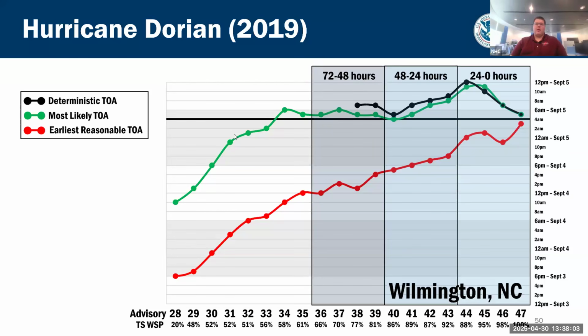If you would have been using that, you would have been caught off guard because the winds actually arrived at 4 a.m. But even a day prior, you had another 6 to 8 hours if you were using that most likely time of arrival. Or once again, if you would have been using the earliest reasonable from the beginning, you would have never been caught off guard, because the earliest reasonable was always early enough before those tropical storm force winds were there. So Hurricane Dorian, a slow storm. This is where, if you see a system beginning to slow or it's forecast to slow or stall, maybe you need to start adjusting your thinking to maybe I should be using that earliest reasonable time of arrival graphic.